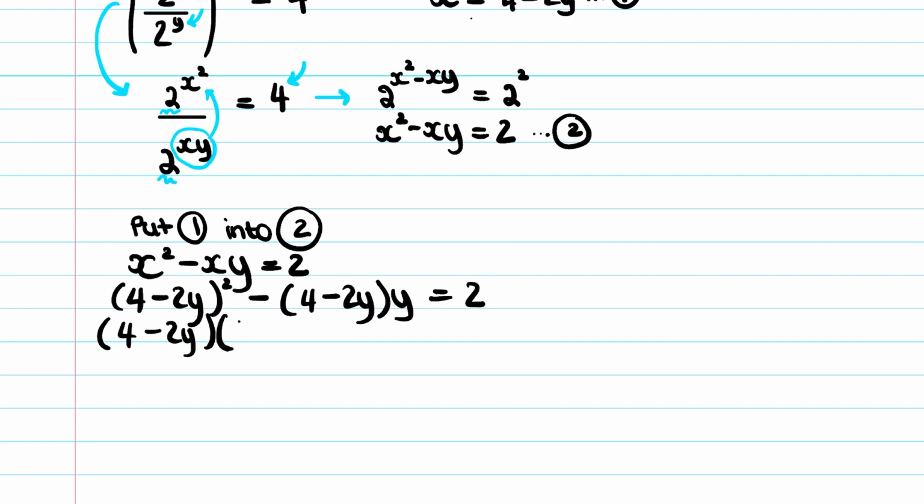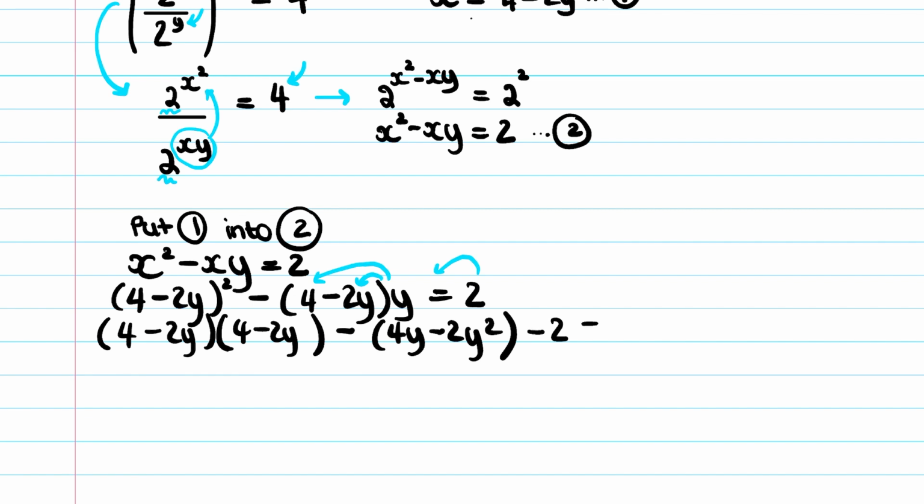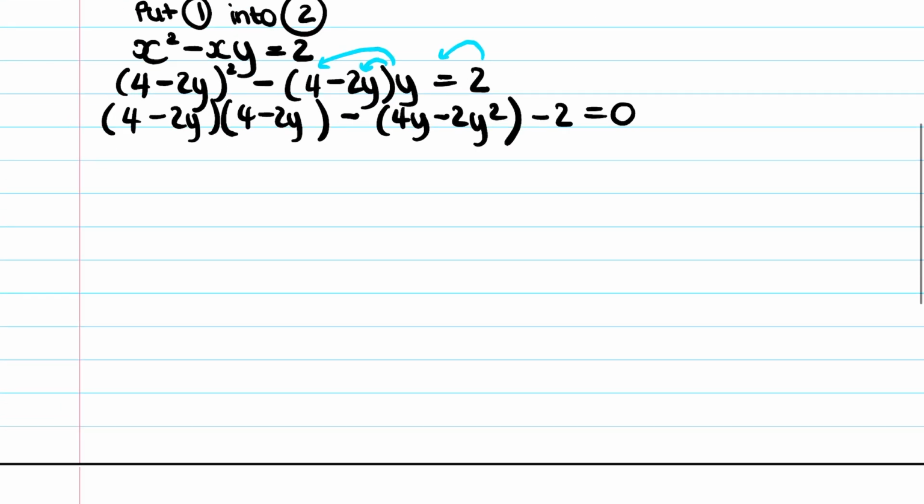Now I'm going to expand this bracket to make it easier for myself to multiply. And then what I'm going to do is I'm going to multiply the y in here first before I work with the negative. So I'm going to say minus, in brackets, 4 times y is 4y, negative 2 times y is negative 2y squared. And then the last thing I'm going to do is simply move that 2 over the equal sign and change the sign and make everything equal to 0. So it's going to be minus 2 is equal to 0.